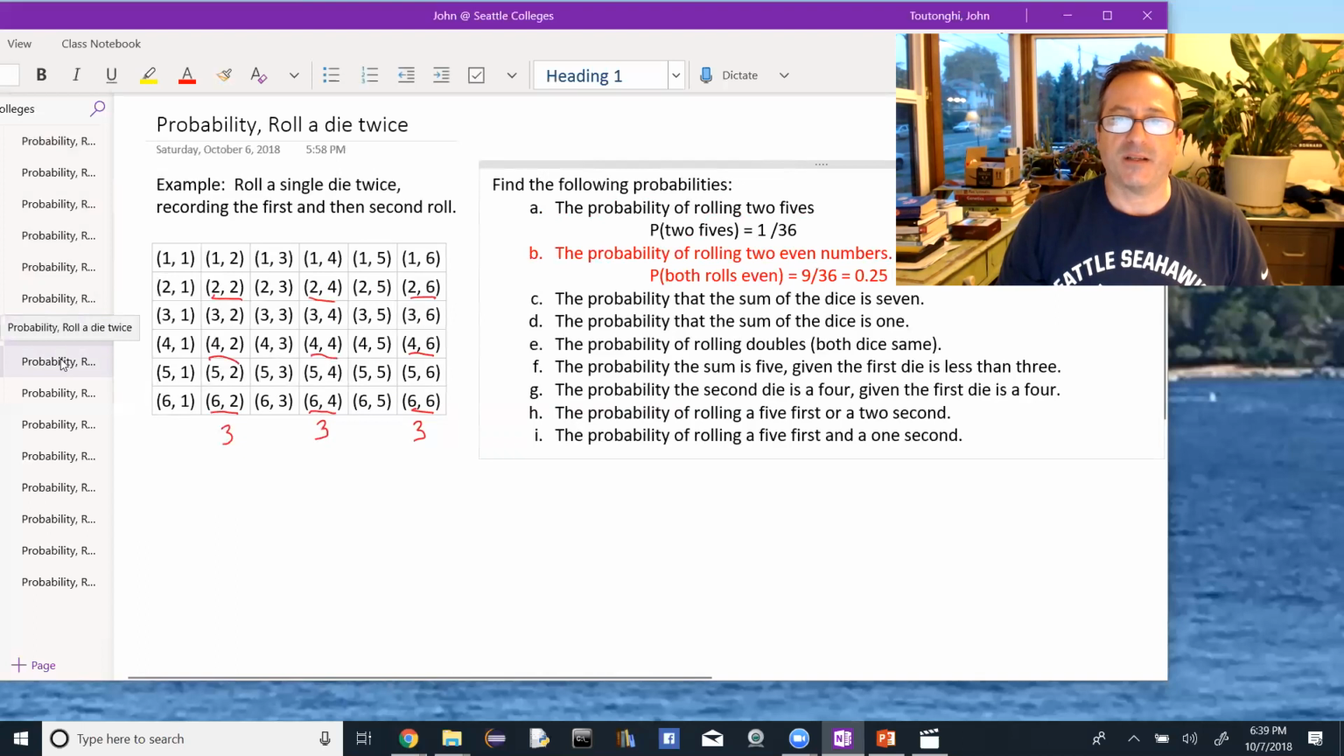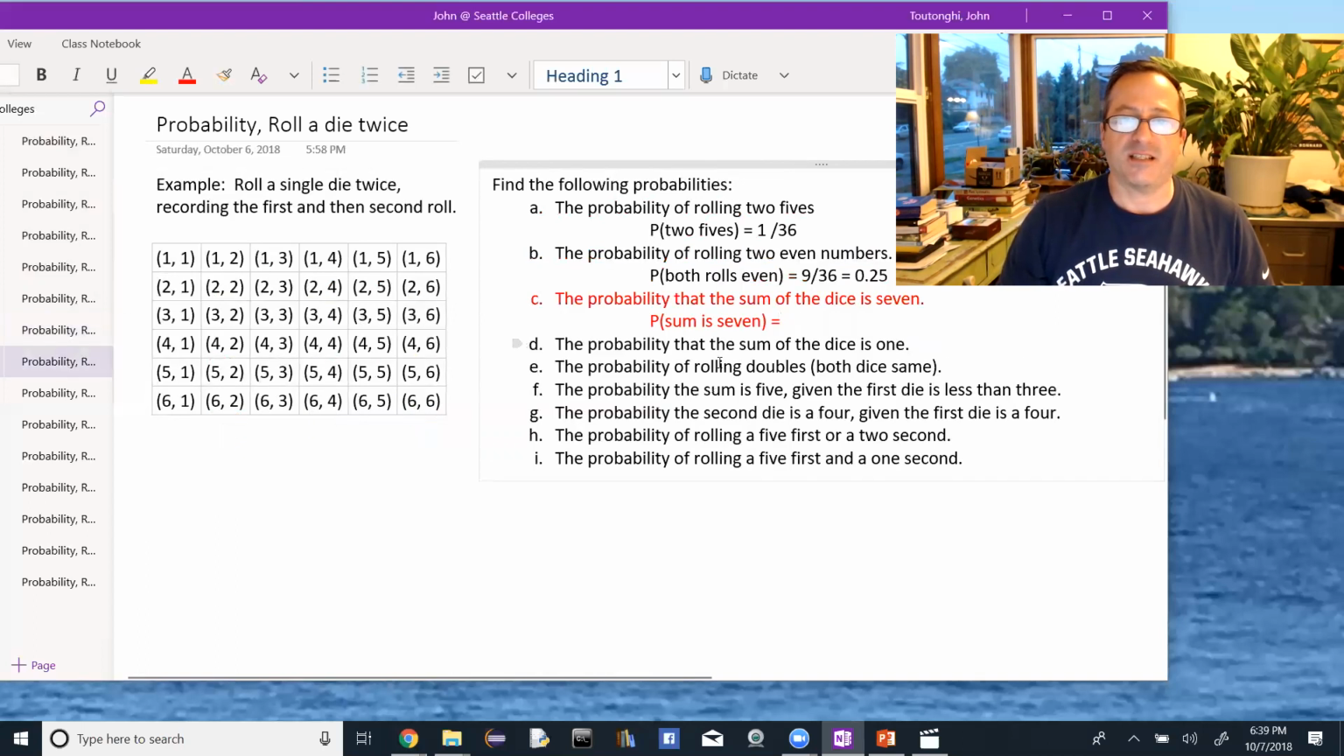Next one, probability that the sum of the dice is 7. So notice the notation, it's a different thing inside. I'm not talking about both dice, I'm talking about the sum of the two dice being 7. So I have the probability notation P of the parentheses, the sum is 7.